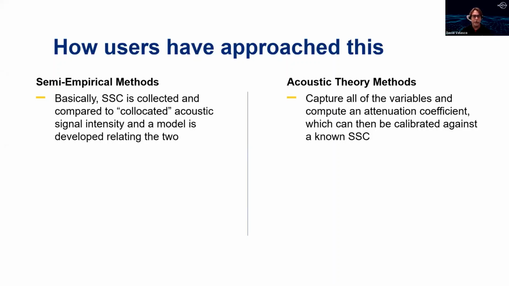In what I'm calling the semi-empirical method, basically suspended sediment concentration is collected. Actually, physical samples of the water and the sediment are collected and co-located with the acoustic signal, and then a model is developed that relates the two. So basically, it means that relative backscatter is a function of the suspended sediment concentration times some type of calibration factor. And this would be along the lines of what David will be talking about.